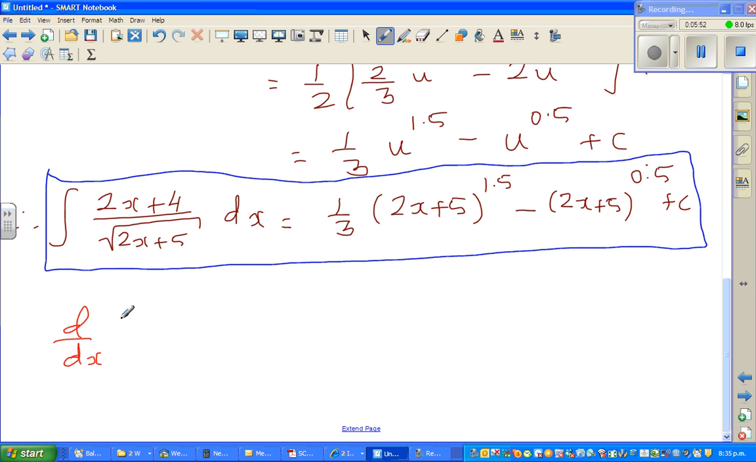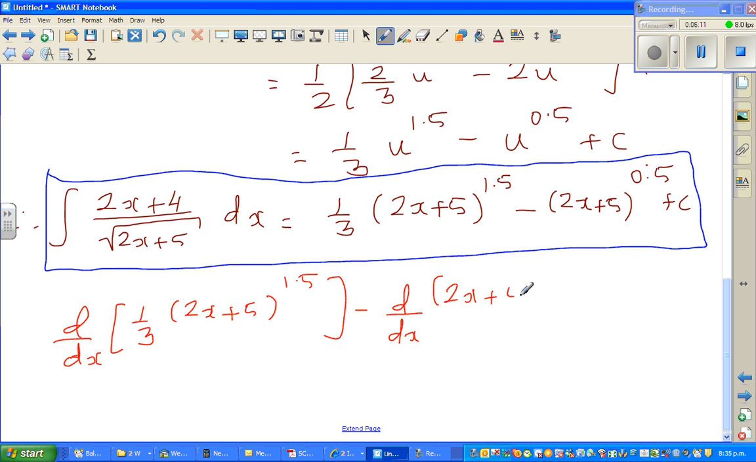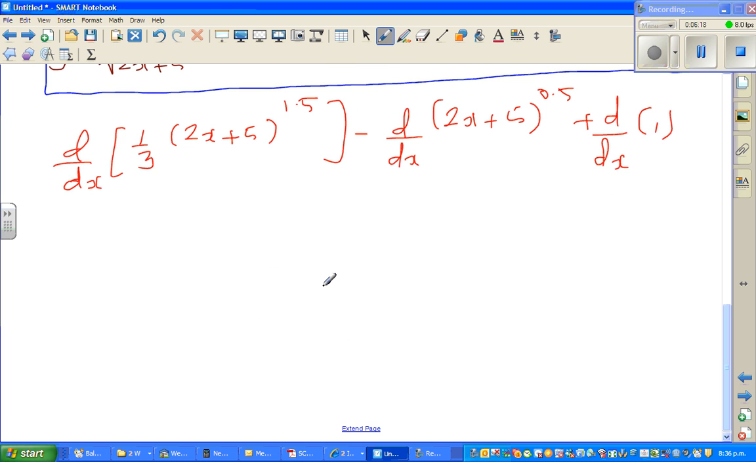So d by dx of 1/3 times 2x plus 5 to the power 1.5, and this is also a practice for differentiation, minus d by dx of 2x plus 5 to the power 0.5, plus d by dx of c. I'm going to differentiate all with respect to x. Now you have to use many rules here. First, you need to differentiate the inside first. Let me use a different color. I think blue would do.